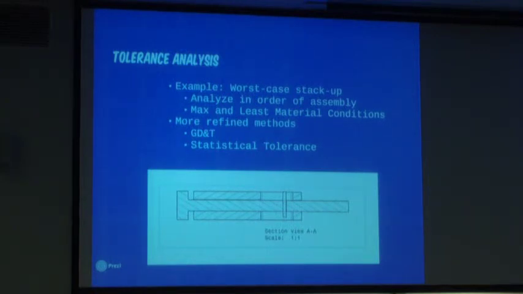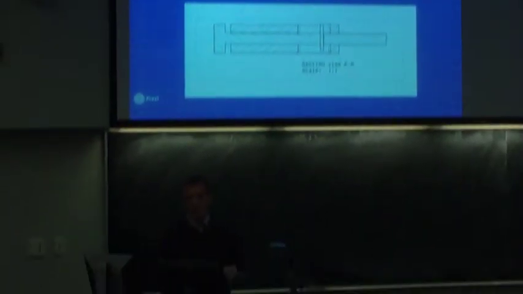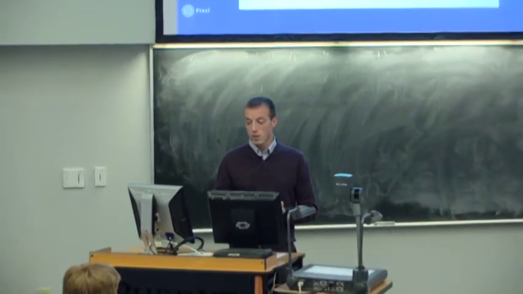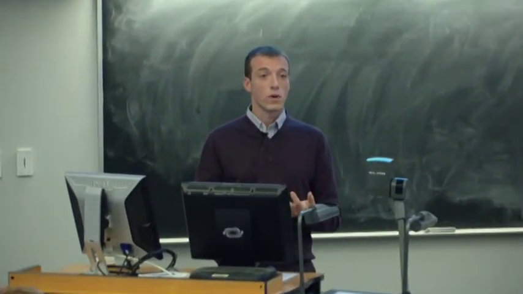What is GD&T? GD&T is geometric dimensioning and tolerancing. So instead of calling a dimension 1 inch, you can specify some more details. That's a course of its own. I just want you to know that there are some other methods. GD&T is one of those.